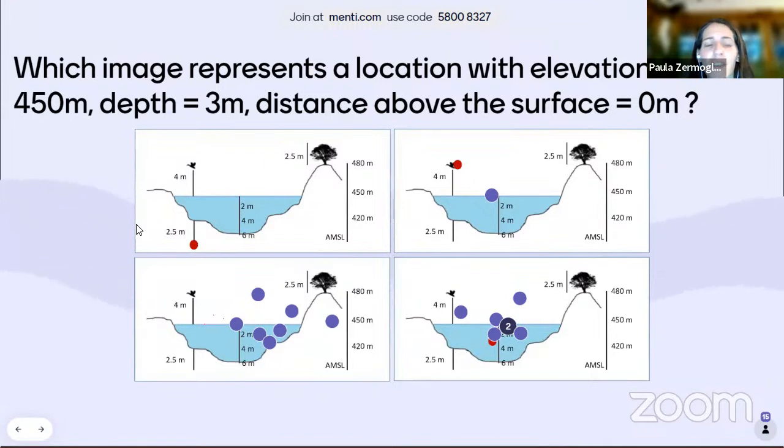There are other reasons why this one is not correct. Let's look at it. We have something on the chat. Yes, the depth is greater than 3 meters. That is true. It is at a depth of 4 meters at least. So that is one of the reasons. Yes, that is correct. The depth is 4 meters. That is one. And the other reason is that we're below the surface.